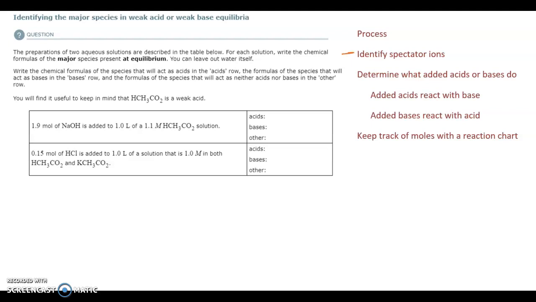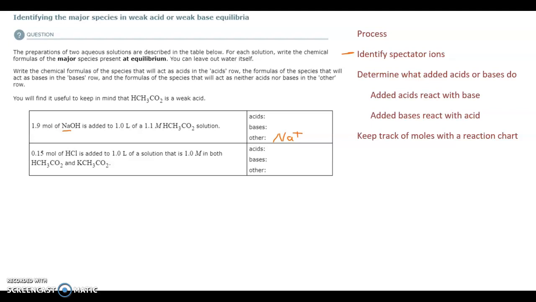Okay, so identify the spectator ions. And in our first problem example, we have sodium as a spectator ion, and that's it. So the spectator ions are going to end up being in the other category. So we can go ahead and put Na plus in there in the other.